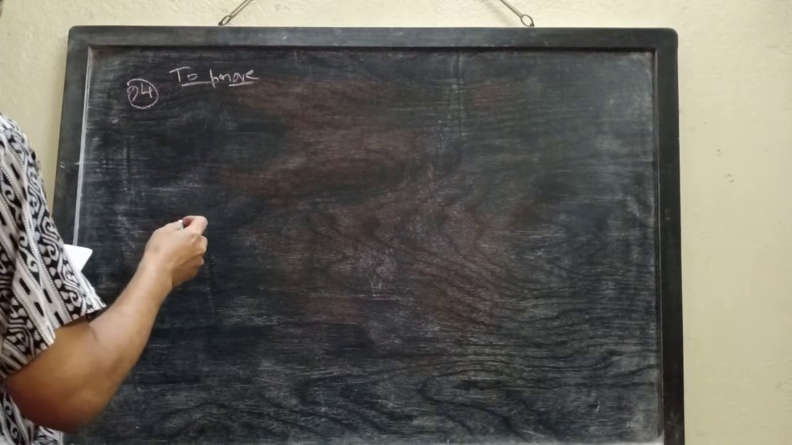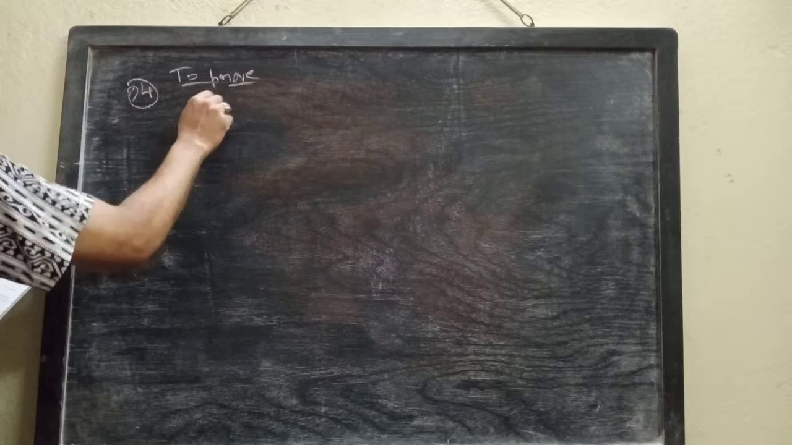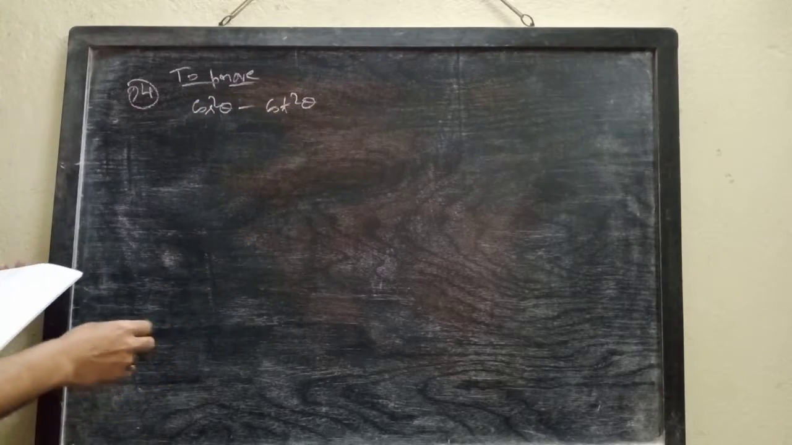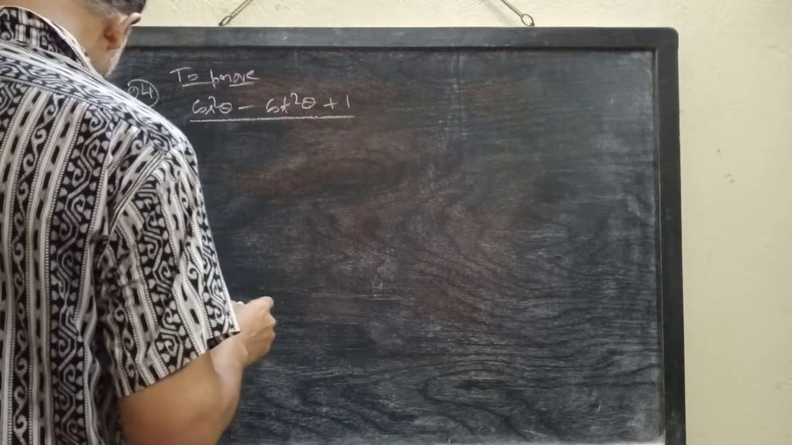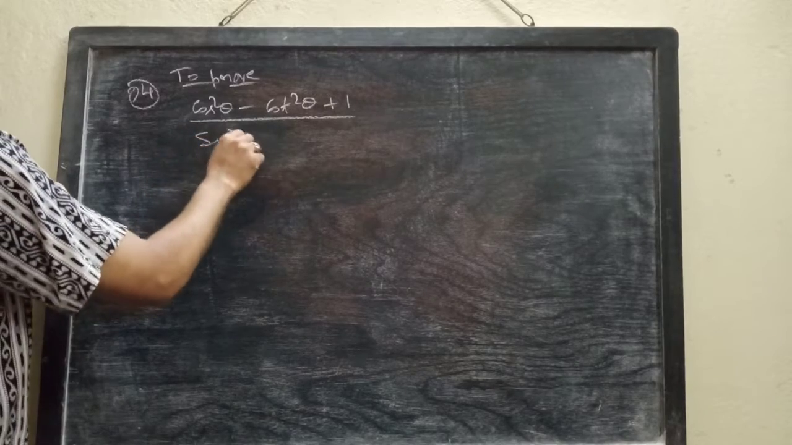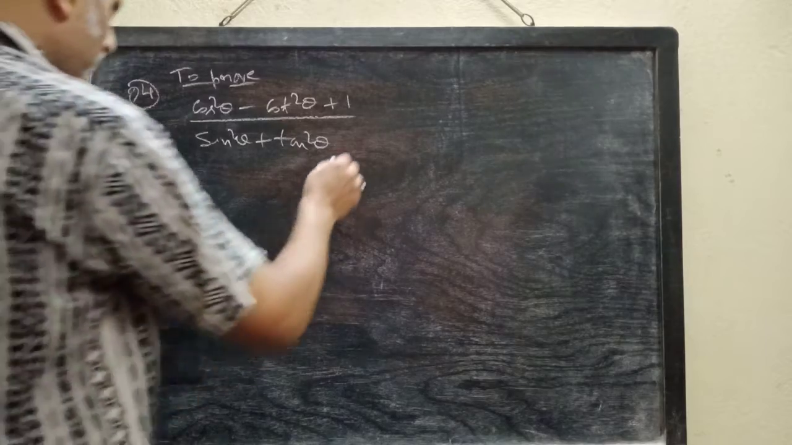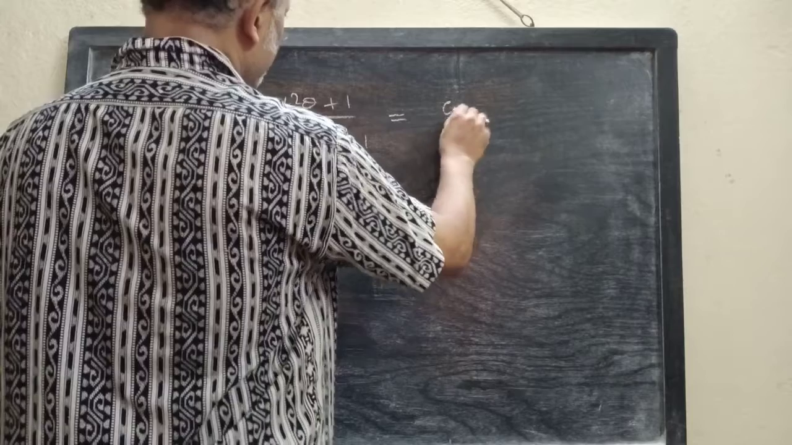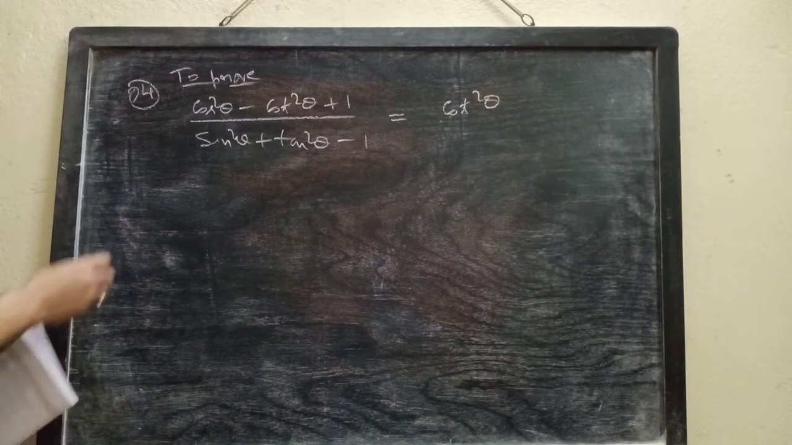To prove: (cos squared theta minus cot squared theta plus 1) divided by (sin squared theta plus tan squared theta minus 1) is equal to cot squared theta. LHS.